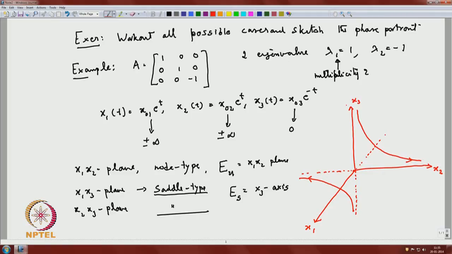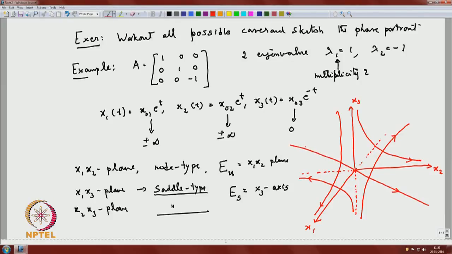Similarly, if you look at the x1, x3 plane, again it is a saddle point, right? So you will have x1 going to infinity, and your trajectory will be something like this, with x1 going to infinity. So that is in the x1, x3 plane. Now let's look at the x1, x2 plane. In the x1, x2 plane, the solution if you plot is a straight line going to infinity. If you start from anywhere, you have your straight line.